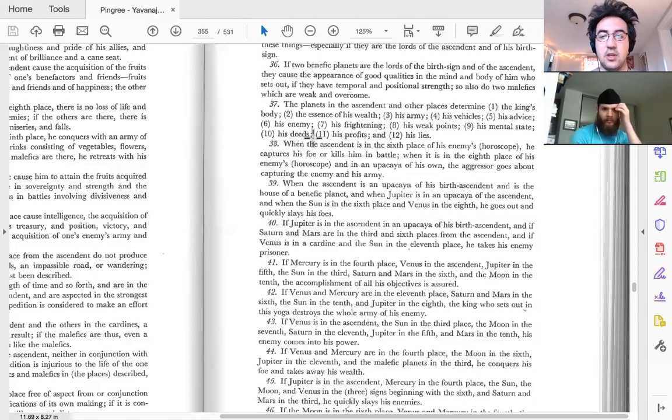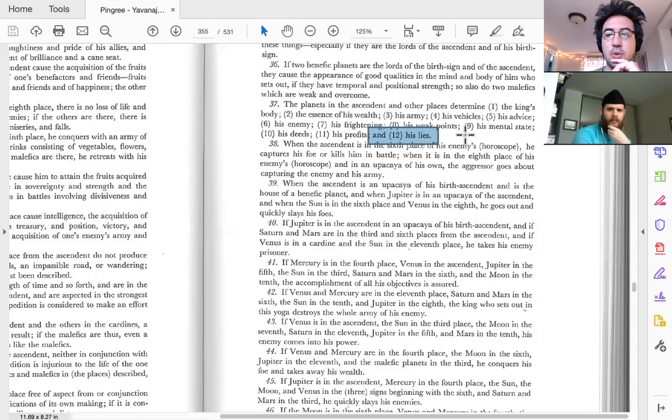10th, his deeds. 11th, his profits. That's pretty standard. But then 12th, his lies. I love this one because the 12th house has been called the place of self-undoing by medieval astrologers, and it does contain a lot of things about how we lie to ourselves. I think that's a great way to use it. When you delineate from a psychological point of view, you don't have to get all doom and gloom on the 12th, but you can say, this person lies to themselves about this area of life, and you can extrapolate quite a lot from that.